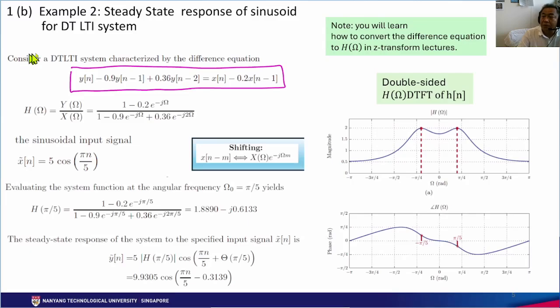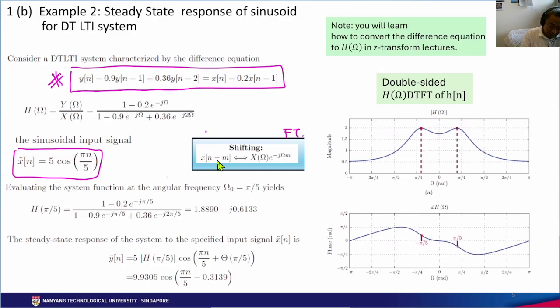In this slide, we'll study the steady state response of a sinusoid. This is the input that we are given, and over here we're given a difference equation. Y of n is the output and x of n is the input, and this whole equation is called a difference equation. We'll understand more about difference equations later, but now all you need to understand is that we are going to use the shifting property of the Fourier transform.